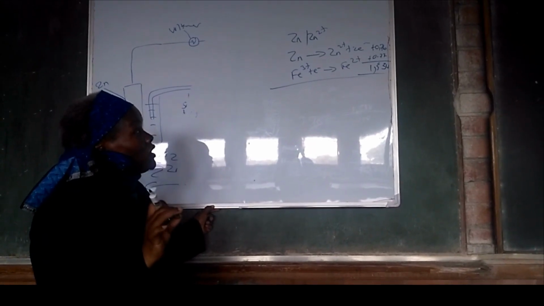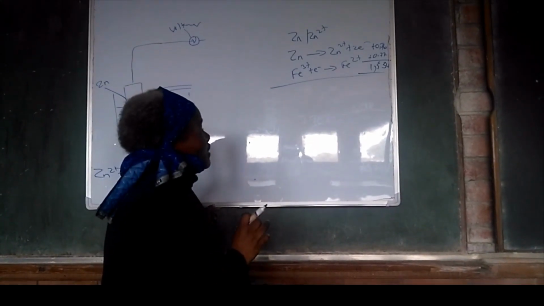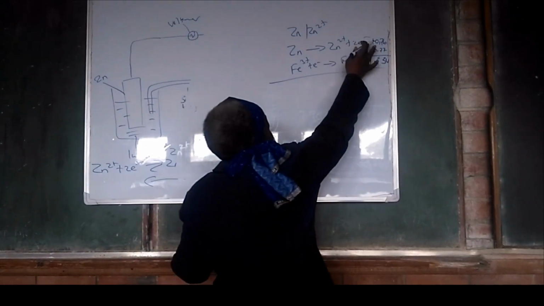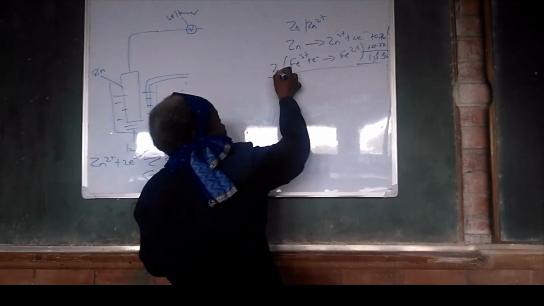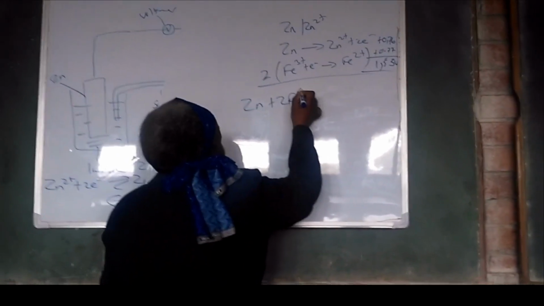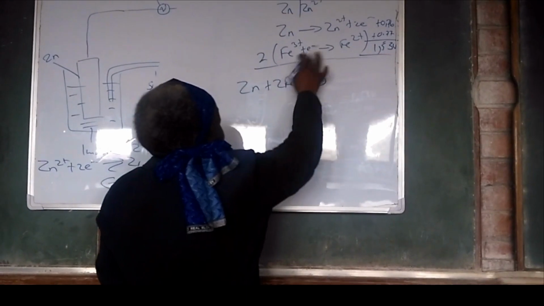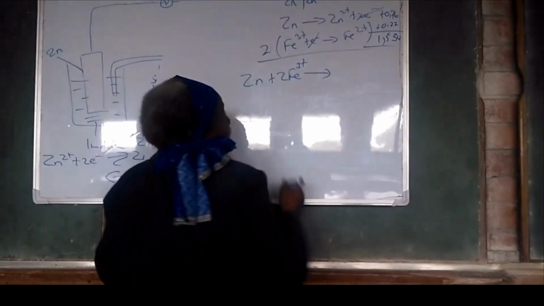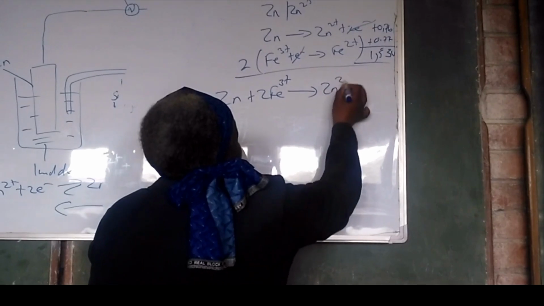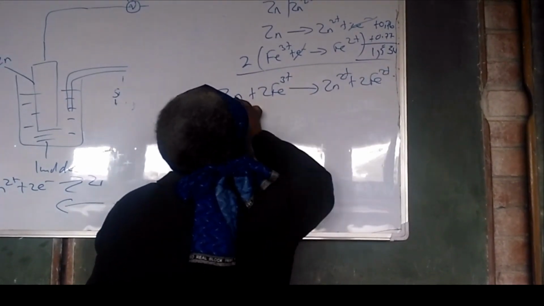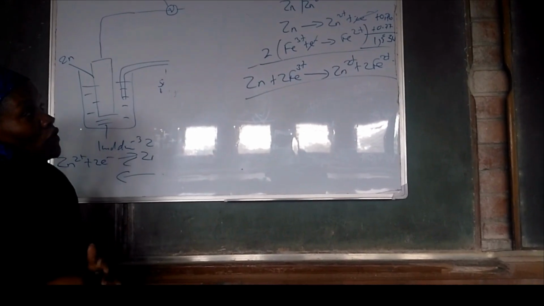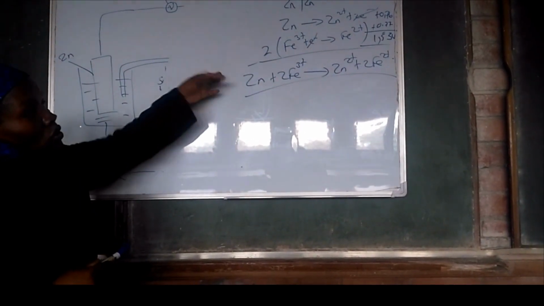When we combine two half equations, we balance the electrons. The number of electrons given should be equal to the number of electrons gained. So 2 electrons there, only 1 here, so we must multiply the iron system by 2. And therefore, we have Zn plus 2Fe3+. 2 electrons were produced, now 2 electrons were consumed. So the electrons are now out of the picture, and then I take the products, Zn2+ plus 2Fe2+. This is the overall reaction which is taking place. That's how we combine or make use of the half equations to construct the redox equations.